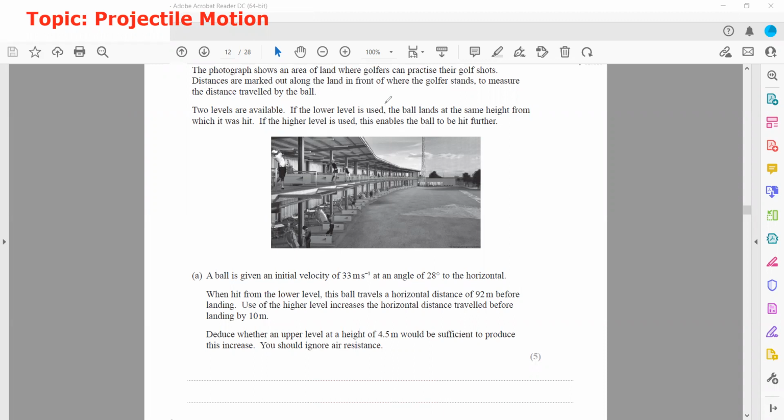If the lower level is used, the ball lands at the same height from where it was hit. If a higher level is used, this enables the ball to travel a greater horizontal distance. The ball is given an initial velocity of 33 meters per second and is launched at an angle of 28 degrees to the horizontal. When a golfer hits from the lower level, it lands at the same height, but when a golfer hits the ball from the upper level, it covers a greater distance.